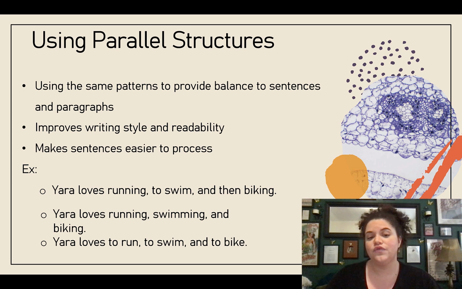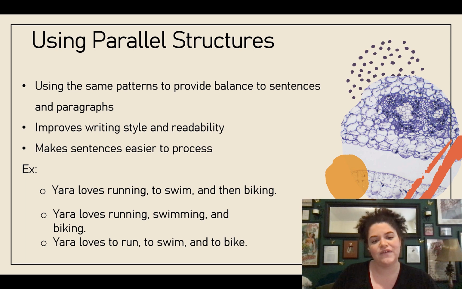G-E-R-U-N-D. Those are verbs ending in ing. So running, swimming, and biking. Parallel structure. Each verb is a gerund, so there's a cohesiveness to the sentence now. It rolls off the tongue easier. Or Yara loves to run, to swim, and to bike, okay? So now all these verbs are using the infinitive form. To run, to swim, to bike.